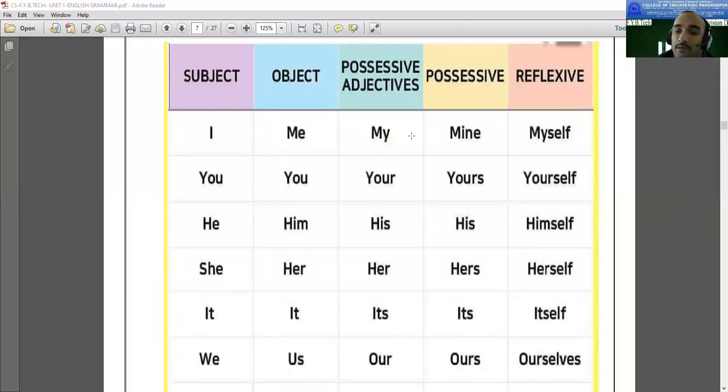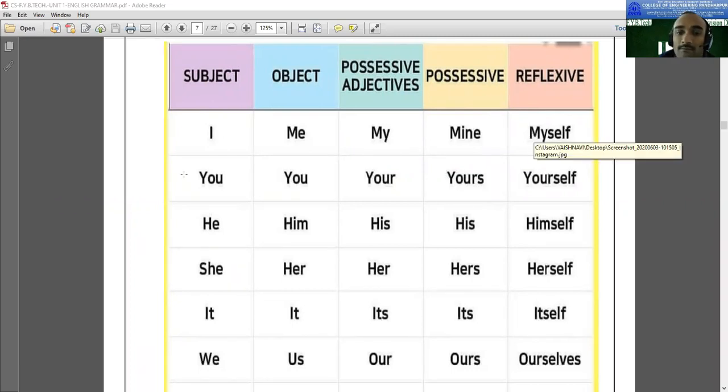In possessive adjective, it is used as my. Okay, in possessive adjective it is used as my, and in possessive case I becomes mine. Okay, possessive case मध्ये काय होतं, आईचं mine होतं, and in reflexive case it becomes myself.